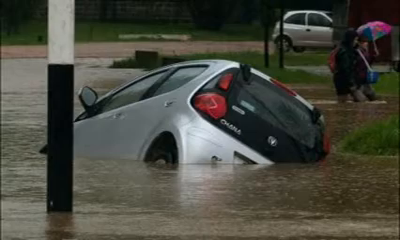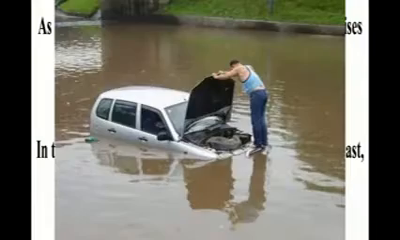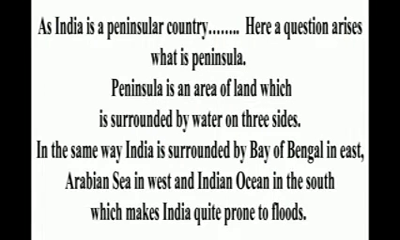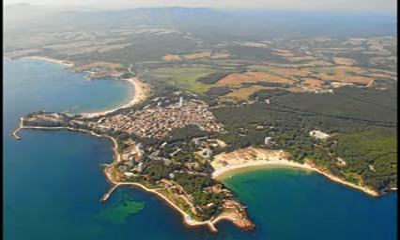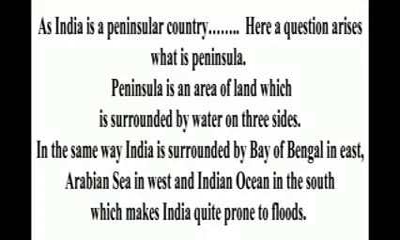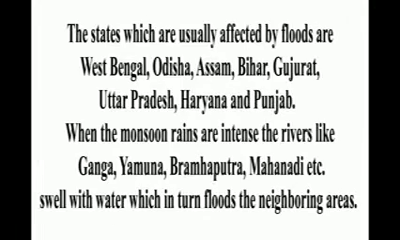As India is a peninsular country, here a question arises, what is a peninsula? A peninsula is an area of land which is surrounded by water on three sides. In the same way, India is surrounded by the Bay of Bengal in the east, the Arabian Sea in the west and the Indian Ocean in the south, which makes India quite prone to floods.